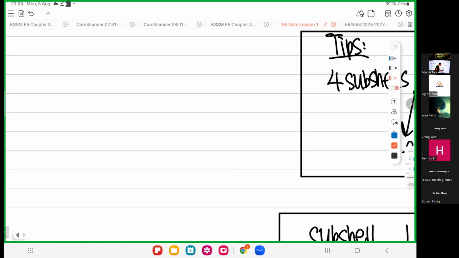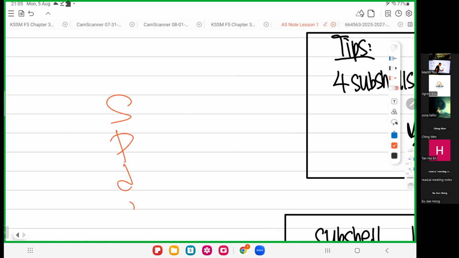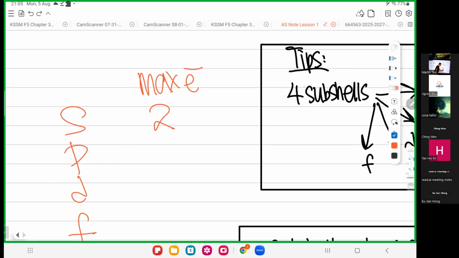How to memorize is the SPDF. This is the maximum number of electrons you can hold. So S can put 2 electrons. Make sense? The smallest subshell can put 2 electrons. Subsequently, how many electrons can you put? I'll teach you a simple way. How many subshells do you have? 4 subshells, right?